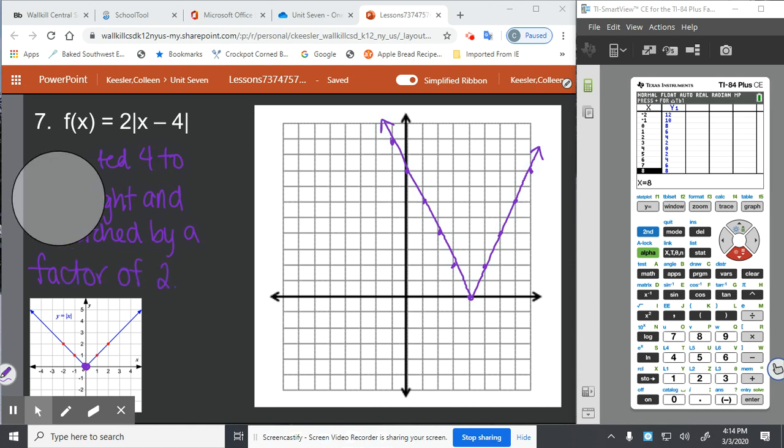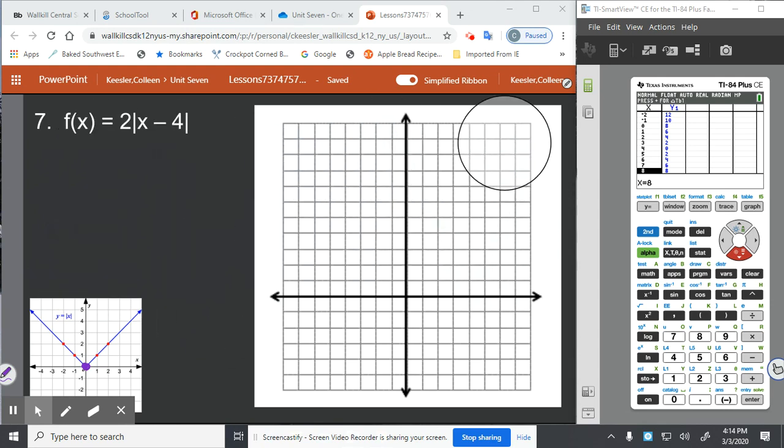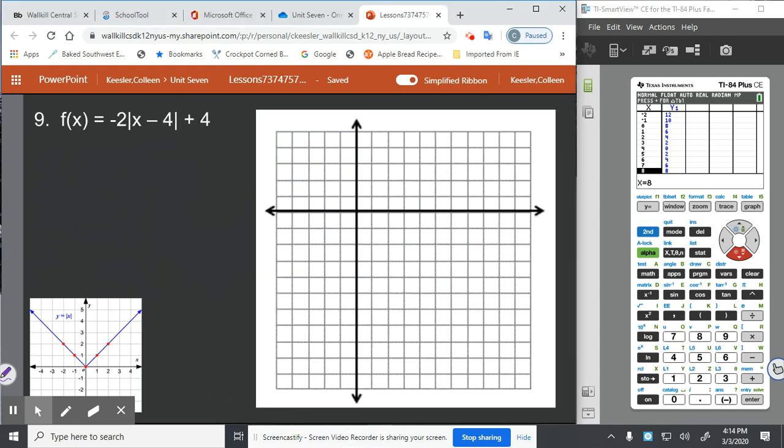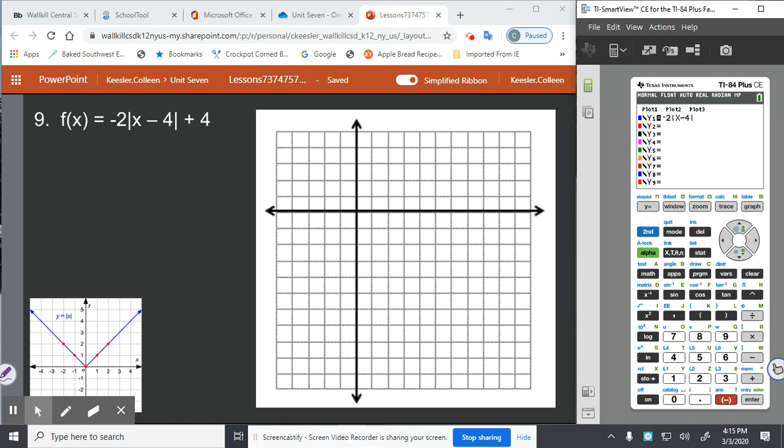All right, continuing from here, we have number 9, which adds some more elements. We have negative 2 absolute value x minus 4, all plus 4. So I'm going to insert a negative, and we're going to keep that minus 4, but add a plus 4 to the end. I could graph it again to see what it should look like. Then I can pull up my table and find the vertex. So this time the vertex is at 4, 4, and I can build around there.